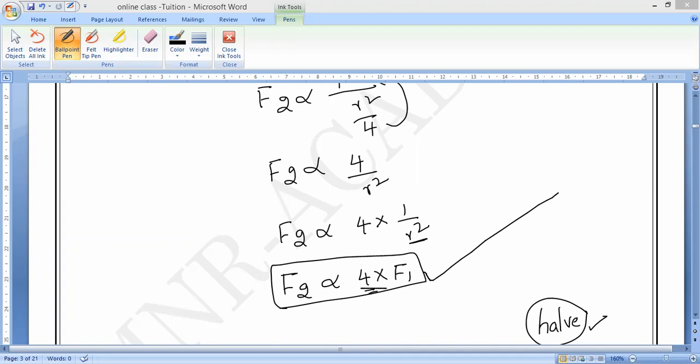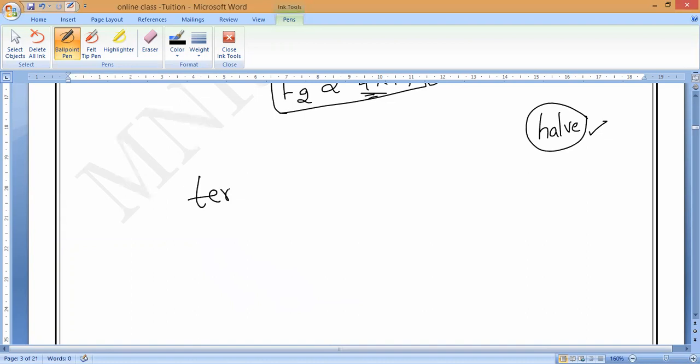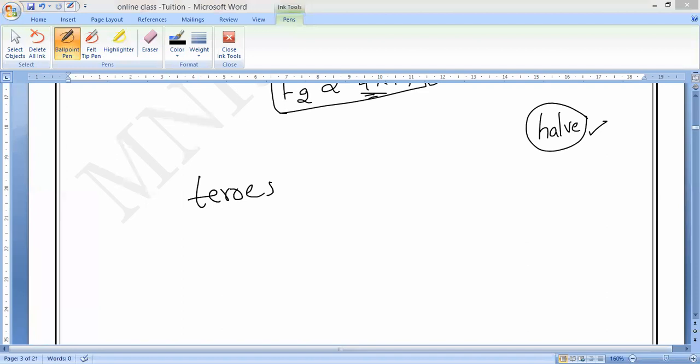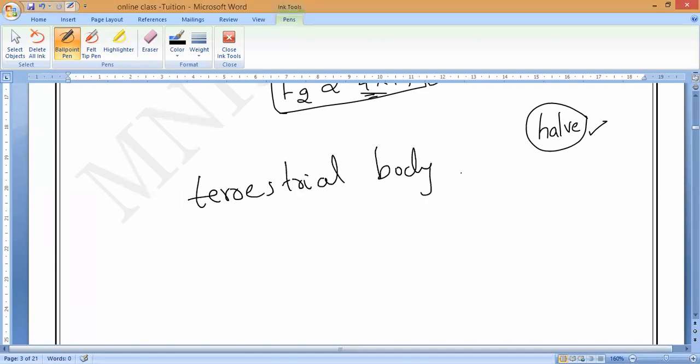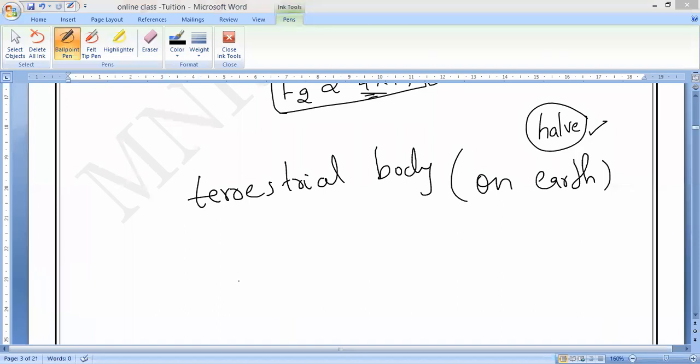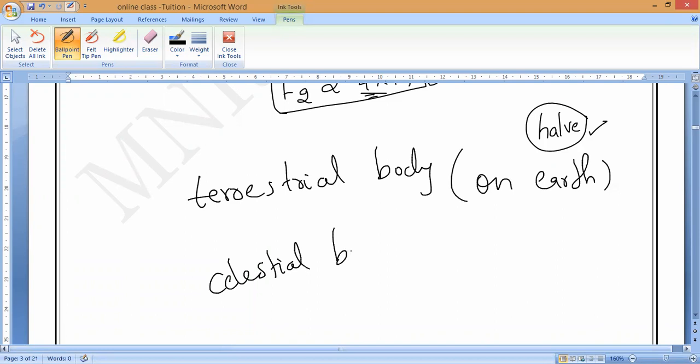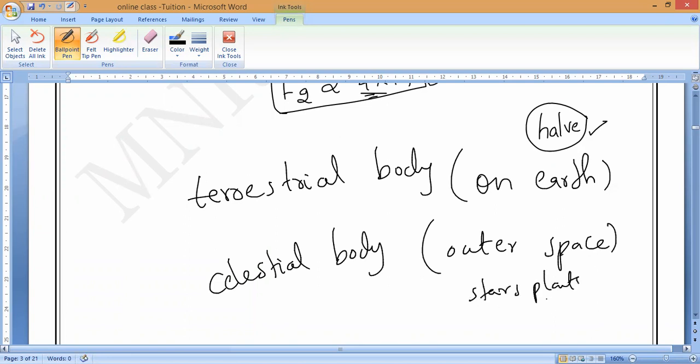All of you write. Terrestrial, T-E-R-R-E-S-T-R-I-A-L. Terrestrial bodies means on earth. Next one, celestial bodies. Celestial bodies means in the sense of outer space, like stars, planets, etc. Okay?